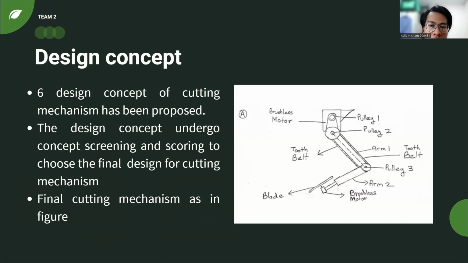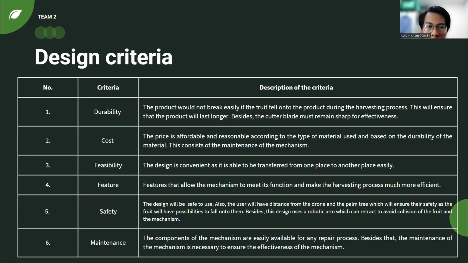Next is the design concept of the cutting mechanism. Our mechanical design engineer team has proposed 6 different design concepts of cutting mechanism. The design concepts also undergo concept screening and concept scoring to choose the final design for the cutting mechanism. The final cutting mechanism is as shown in the figure, which consists of pulley, arm, brushes, motor, blade, and tooth belt. Next, this is the design criteria for the cutting mechanism, which is the durability.